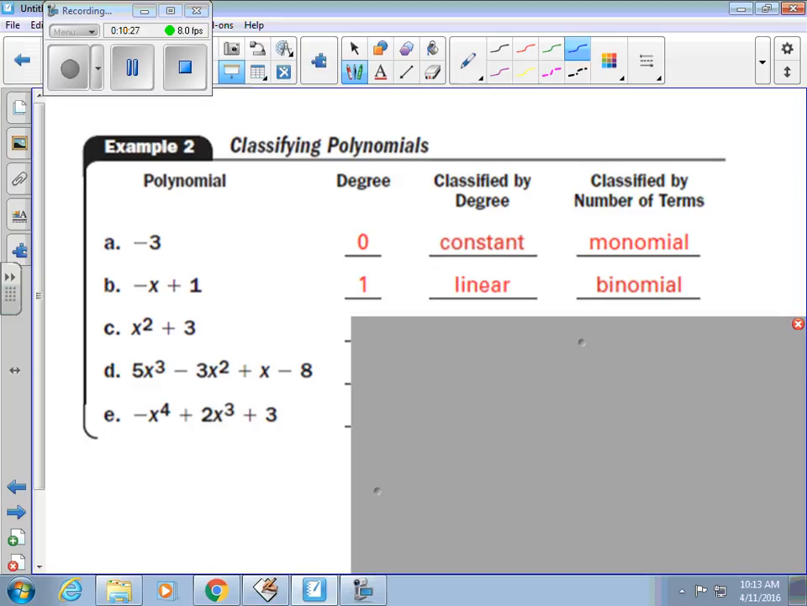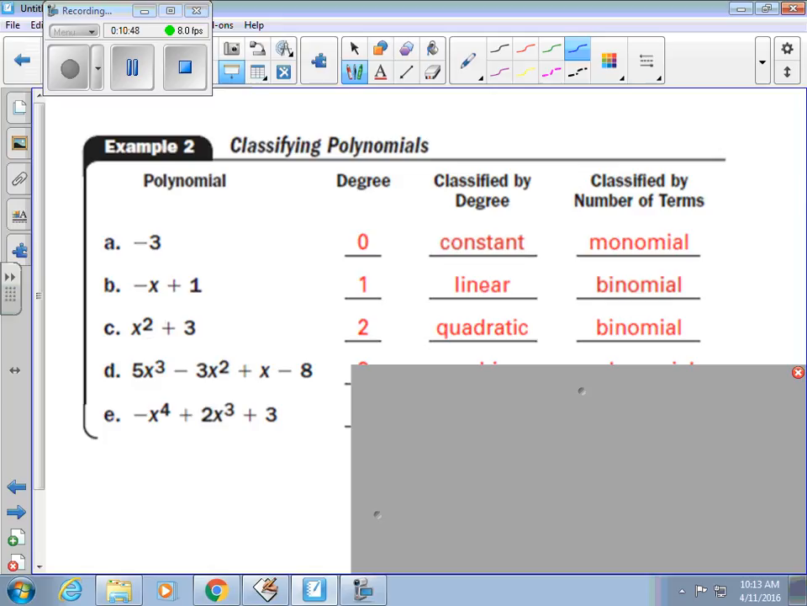How many terms are in the next one? 2. So that one's going to be a binomial. What's its degree, though? 2. Remember, it's the largest exponent. So degree is 2. Terms are binomial. When something has 2 as its exponent, it is considered quadratic. Don't let that confuse you. Typically, that prefix quad means how many? 4. Don't let that confuse you. A quadratic is something that is x to the second power, or x squared.